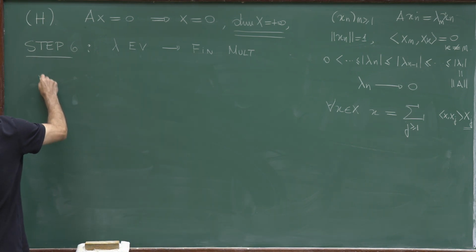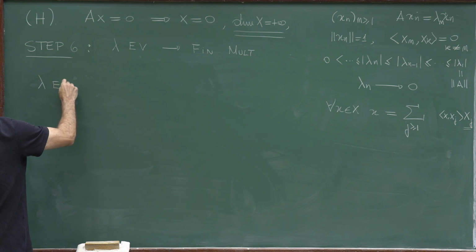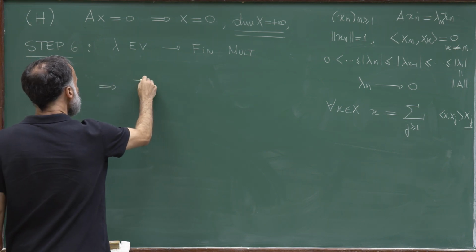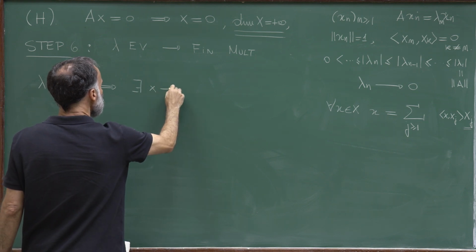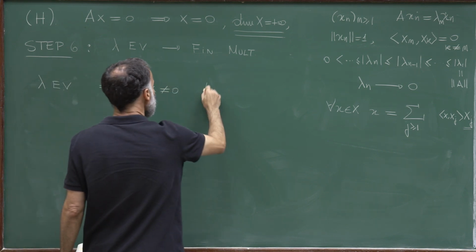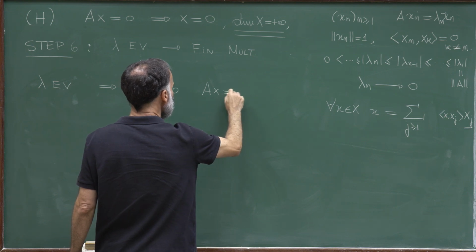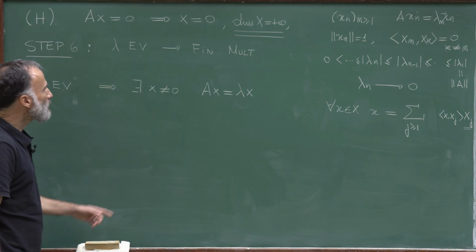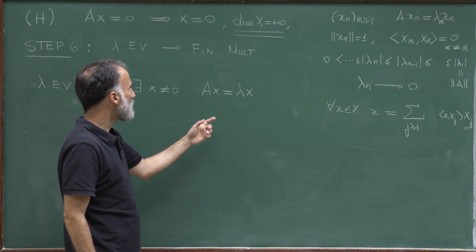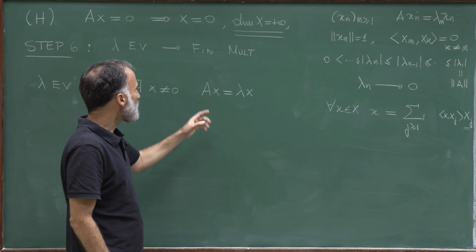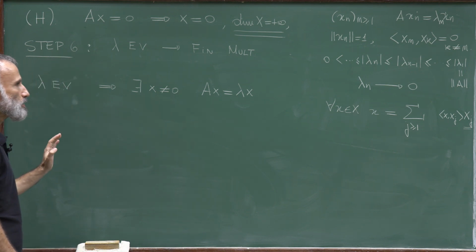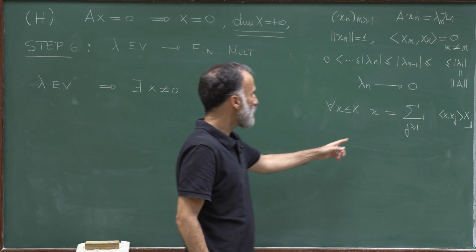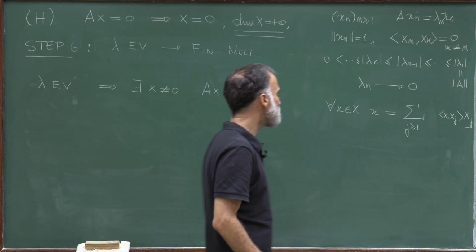So let me take lambda an eigenvalue. This means that there exists X different from 0, such that AX is equal to lambda X. And I want to show that the dimension of this space is finite. So this is what I want to prove now. Let me start from the formula we just obtained.